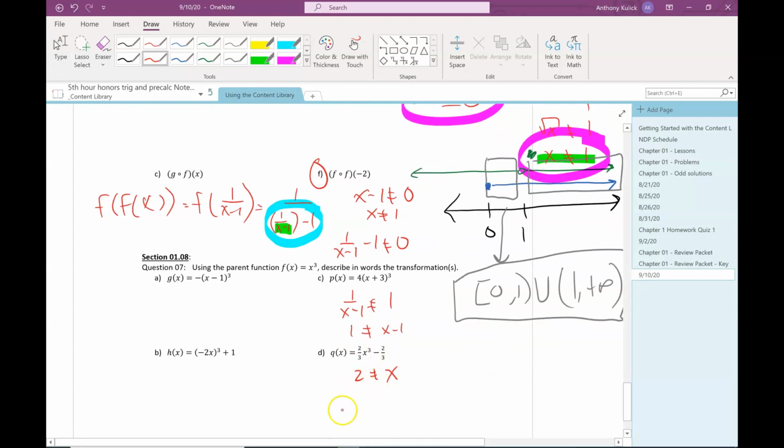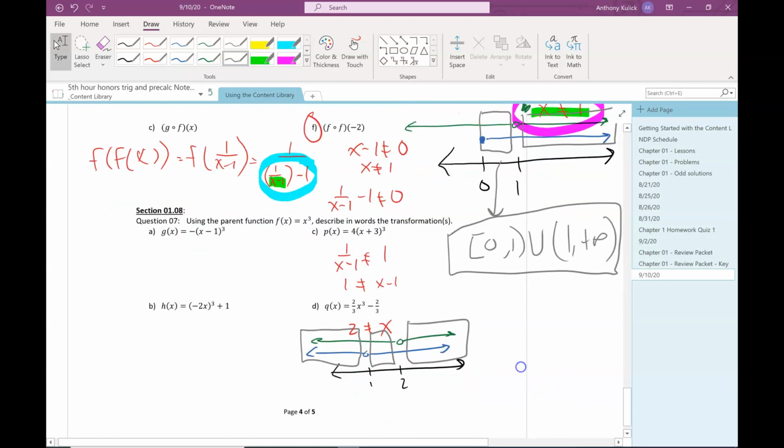And then to do the domain, I'll just graph both of these on the same number line. So x not equal to 1 looks like this. And x not equal to 2 looks like this. So I have 3 places where I have overlap. So my domain would be negative infinity to 1, union, 1 to 2, union, 2 to positive infinity. Is that okay?